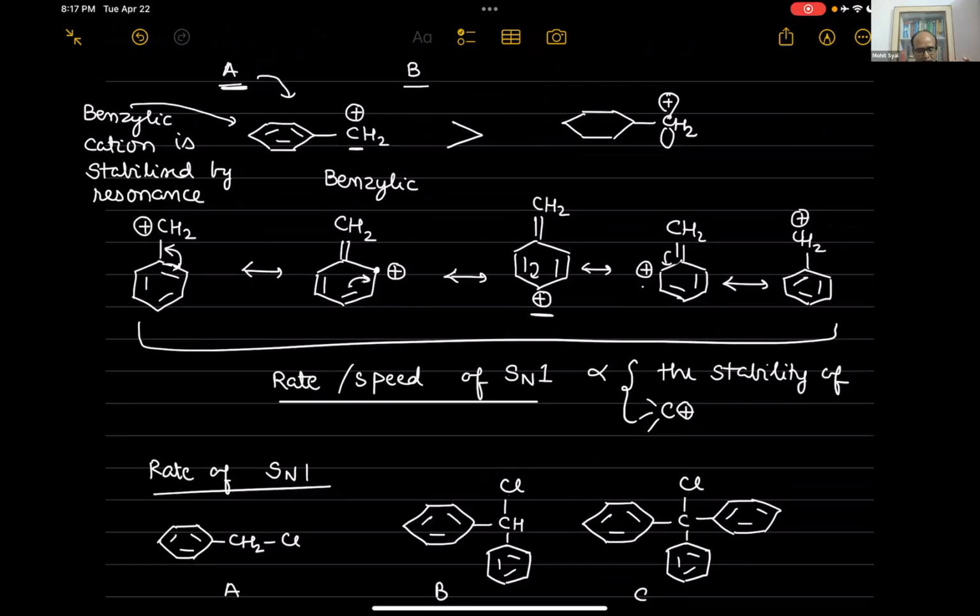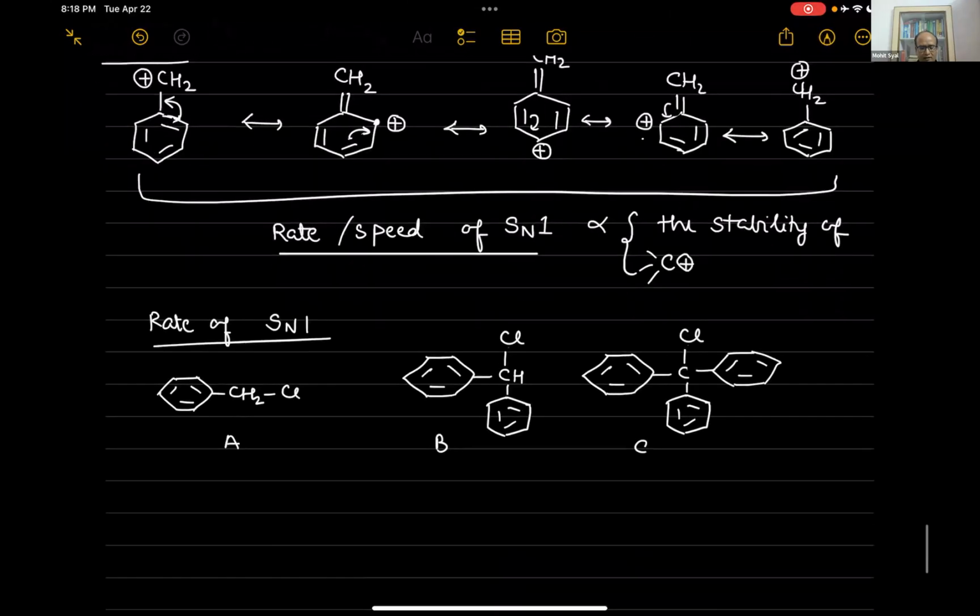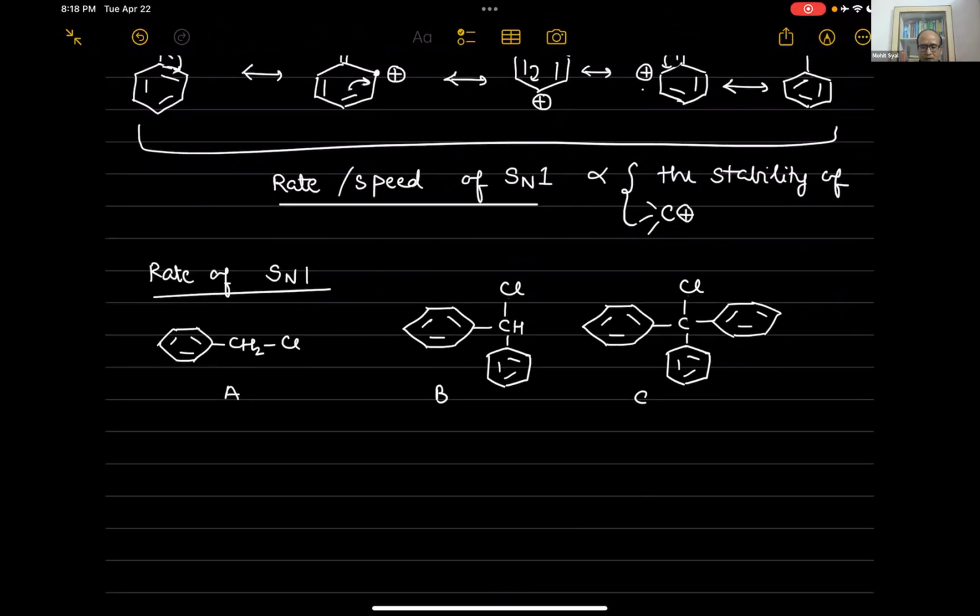In one word, you can say it is by resonance, and this is the whole diagrammatic approach of showing how that plus charge is pulling the pi electron of the benzene that is coming here at the ortho position. Then it is coming at the para position. You can see how the plus charge is getting distributed and becoming stabilized, right? So the rate of SN1 is directly proportional to the stability of the carbocation.